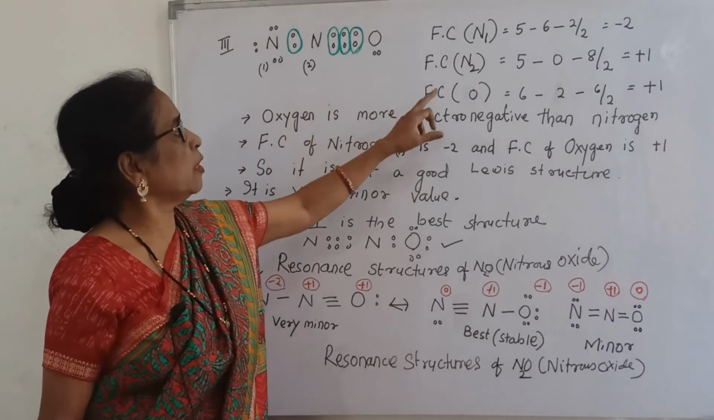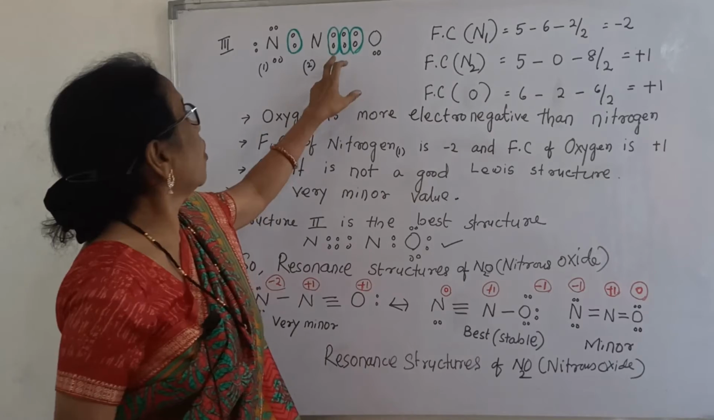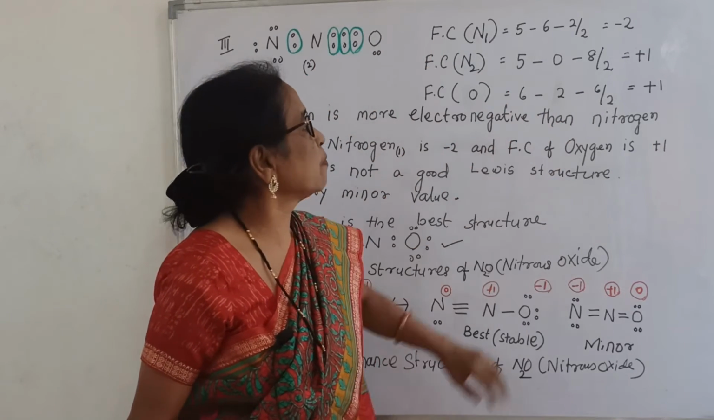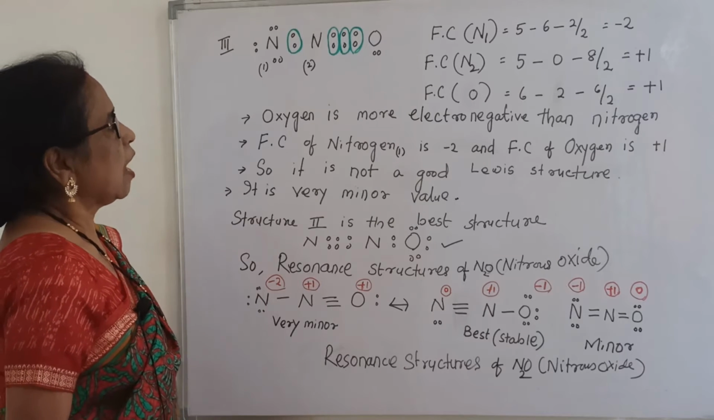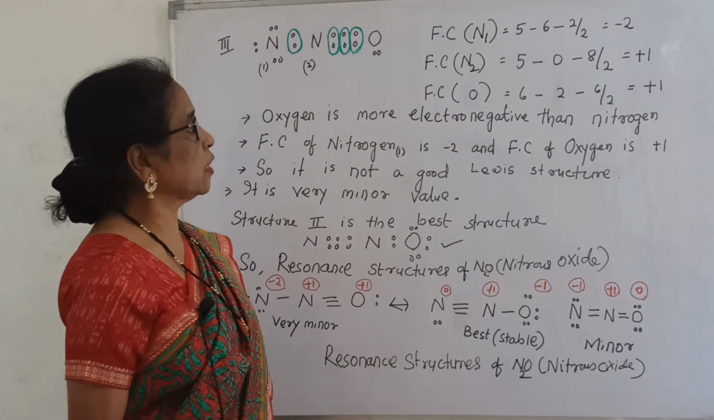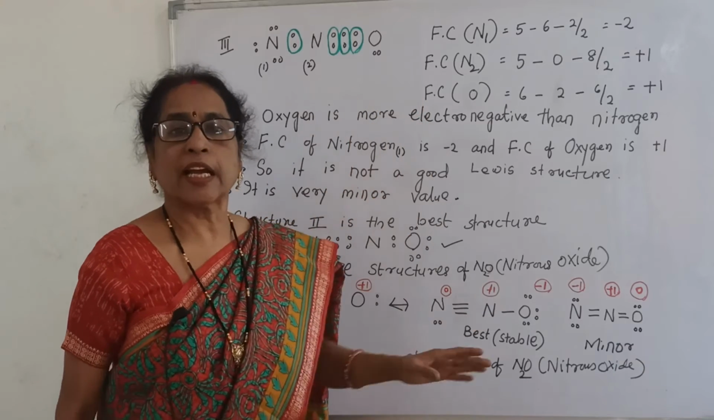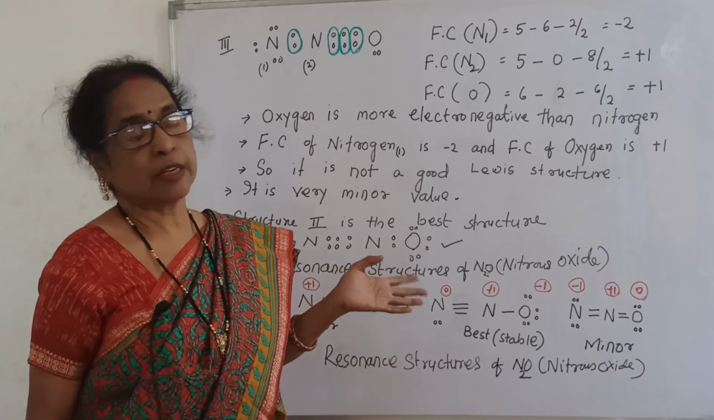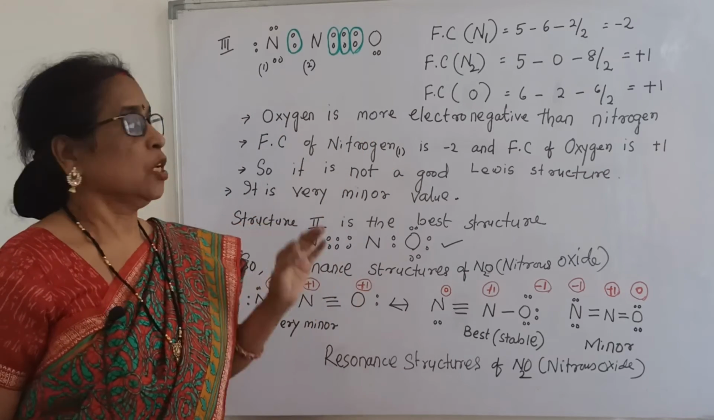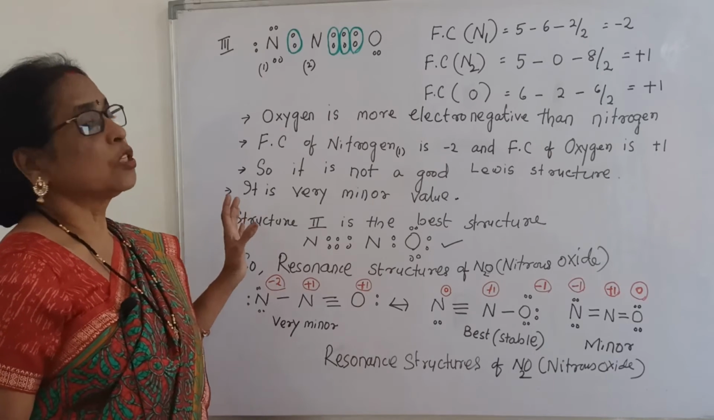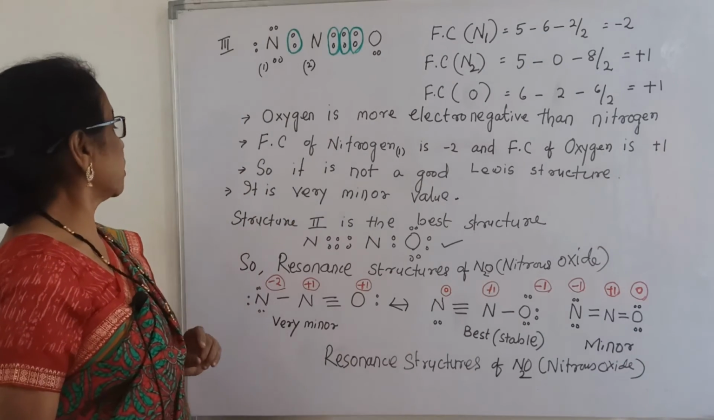Next come to oxygen. Formal charge of oxygen, valence electrons 6, non-bonding electrons 2, and bonding electrons 3 pairs, that is 6 by 2. And what is the answer? +1. See, very important thing here. Oxygen is more electronegative than nitrogen, but oxygen acquires a positive charge here. But nitrogen 1 acquires a -2 charge. That means negative value here for nitrogen 1, but positive value for oxygen. So it is not a good Lewis structure.